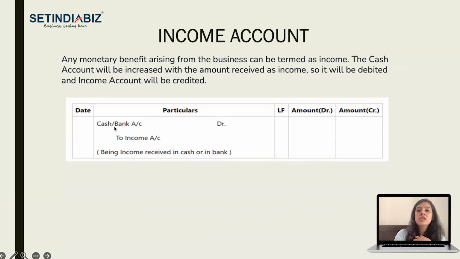Now, what can be the income to the company? We are not talking about our income. We are talking about the income of the company. Income can arise when we have put certain of our warehouses to rent to a third party, and the rent received is the income. Or any insurance income received. The incomes of the company are very limited, but yes, cash or bank account debited to income account.